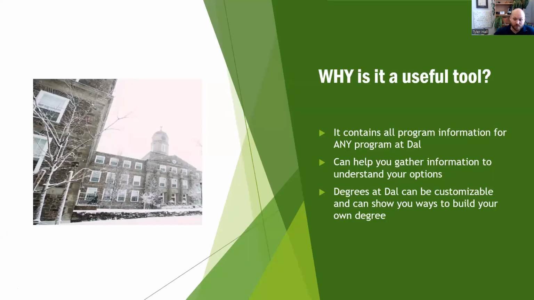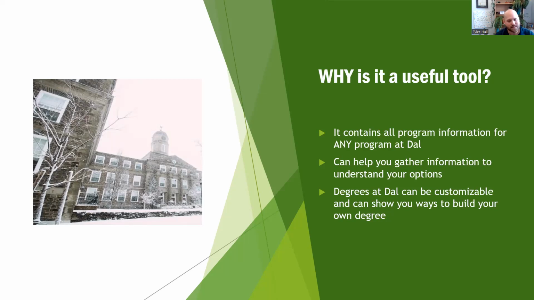And so why is it useful? It contains all program information for any program at Dal. So if you're wondering what a degree in chemistry looks like, or what a major in French, all of those requirements can be found here. It helps you gather that information and understand your options so that when you're deciding on a major, what program you want to do, you've got all the facts.